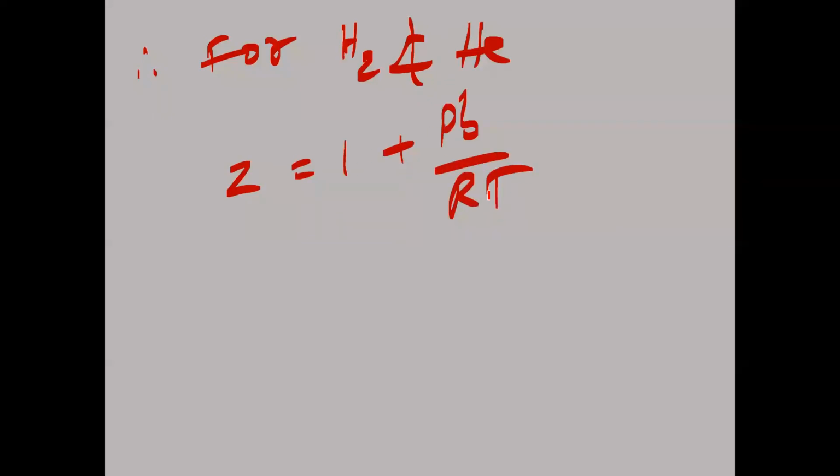Therefore, for H2 and helium, Z is 1 plus Pb by RT. At high pressure, whatever we got, the same thing we get here. Z is greater than 1 for these two gases always, and they show positive deviation.